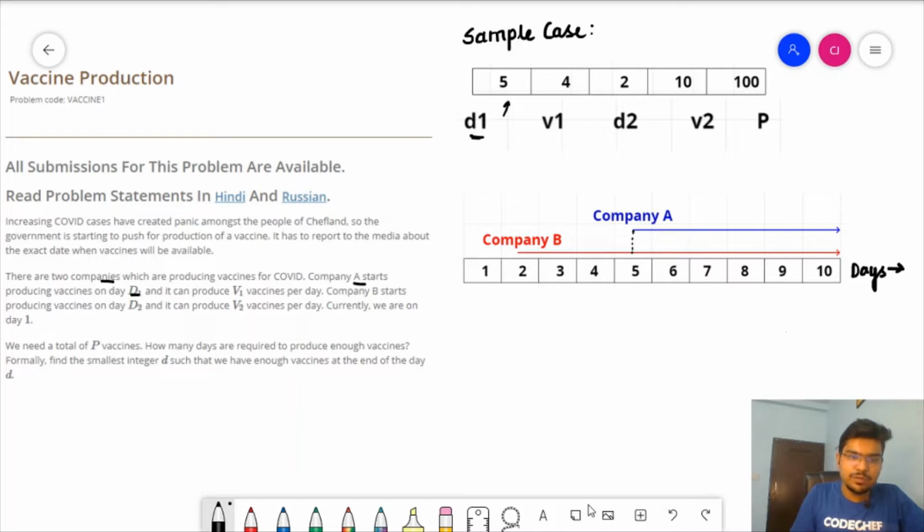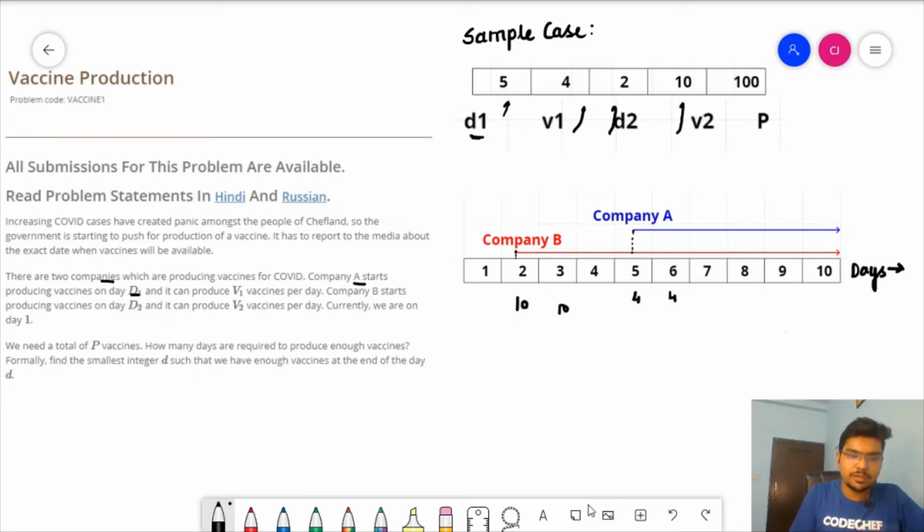And it can produce V1 vaccines per day. So after this day, company A can produce V1 vaccines. What is the value of V1? That is 4. So after this day, it can produce 4 vaccines per day. Company B starts producing vaccines on D2. D2 represents the day on which company B starts. So it starts on day 2, as we can see in this example. And it can produce V2 vaccines per day. What is the vaccine count? That is 10 vaccines per day. That is, it can produce 10 vaccines each day after day 2.